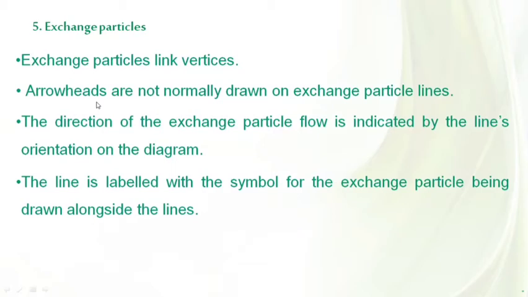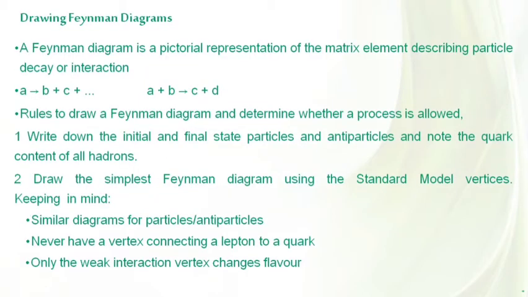The Feynman diagram is a pictorial representation of a matrix element describing a particle decay or interaction. We represent it to describe a decay or interaction of fundamental particles. Like A becomes B, A decays to B plus C, or any other, and A plus B becomes C and D. So, rules to draw Feynman diagrams and determine whether the process is allowed or not.